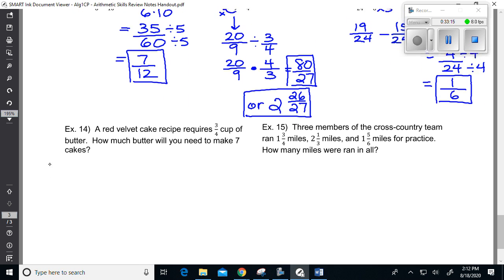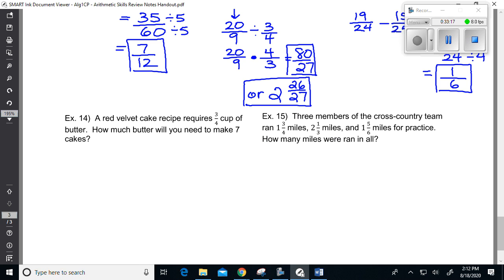All right, 14. A red velvet cake recipe requires 3/4 a cup of butter. Anybody in here like red velvet cake? Any red velvet cake lovers? So I can see that Greg and Alyssa love red velvet cake. How much butter will you need to make 7 cakes?